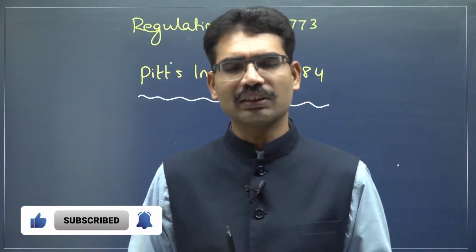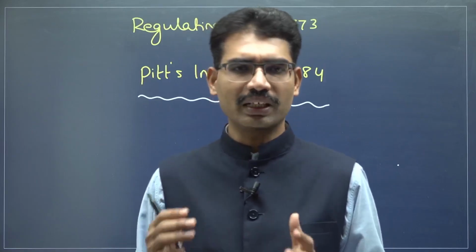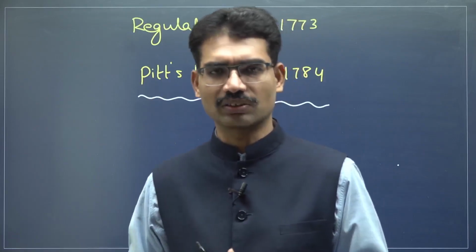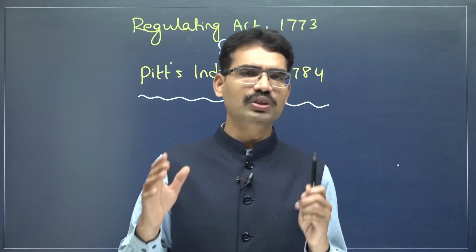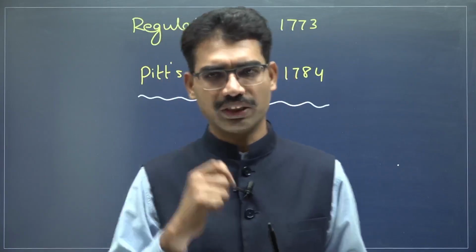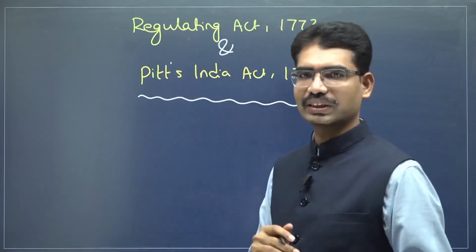The British cabinet decided to interfere in the East India Company's affairs because East India Company officers were interfering in British politics also. They got this as an opportunity: we will give you the loan, but your affairs we are going to control. We are going to regulate. This was the context in which Regulating Act 1773 was passed.